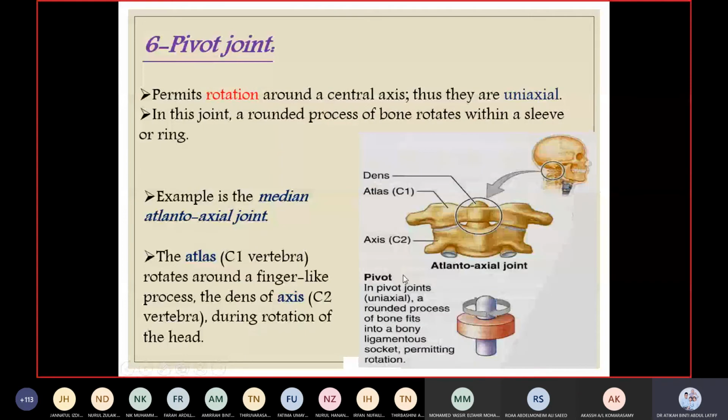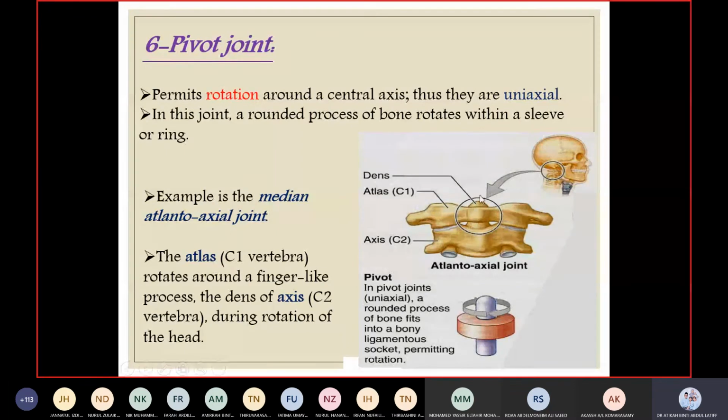Next is your pivot joint, which allows only rotation. This is quite specific because we don't have many pivot joints in the body. It allows only rotation in one axis. For example, the median atlantoaxial joint. The atlas is C1, your first vertebra, and the next vertebra, your C2, is called the axis. Between the atlas and axis, you have the atlantoaxial joint.